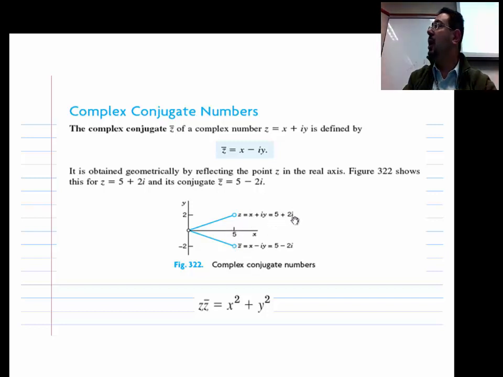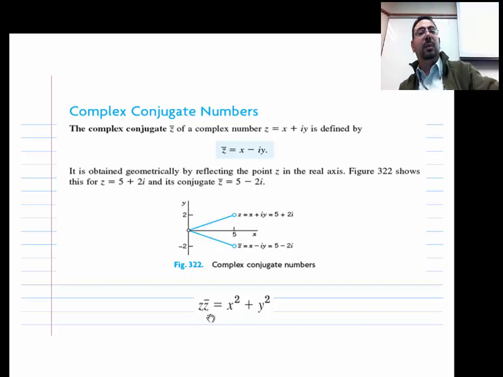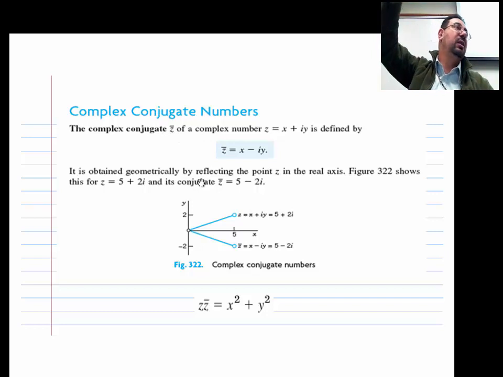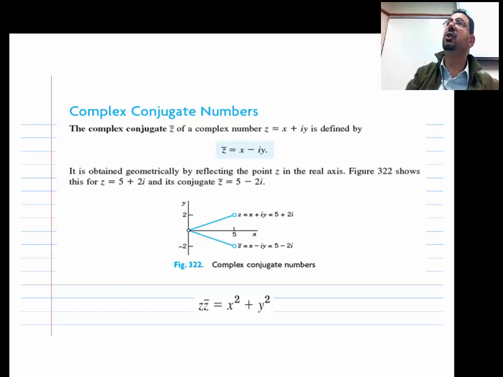So 5 plus 2i has a complex conjugate of 5 minus 2i. What's the big deal about those two numbers? Why do we care about the complex conjugate? Right. If you multiply them, so in this book they give the complex conjugate the bar. Others give them the star. They put a star on top, then that means that this is the complex conjugate.